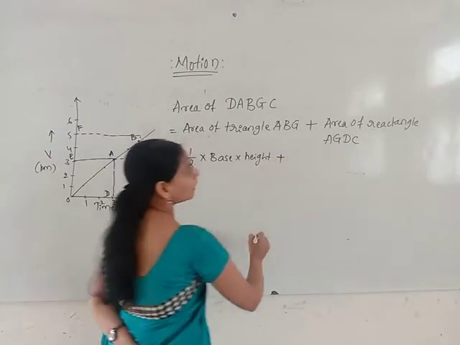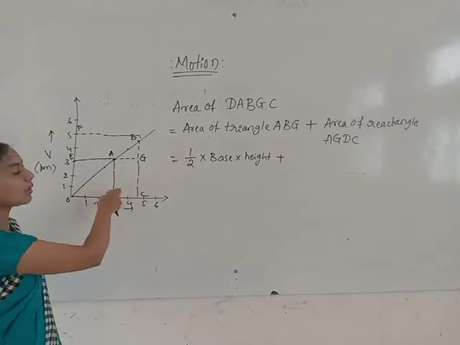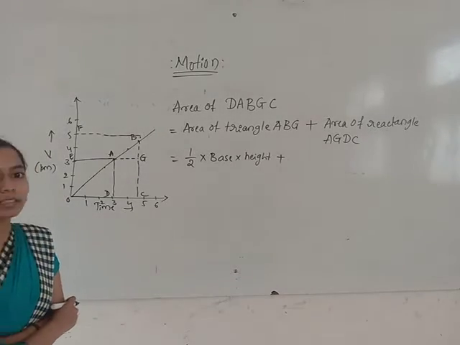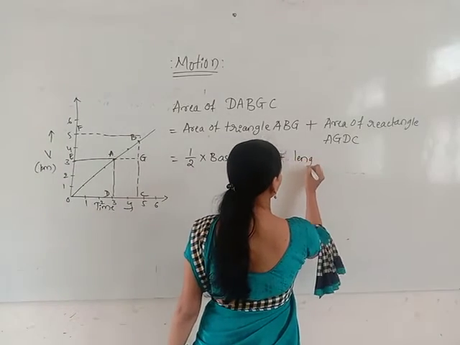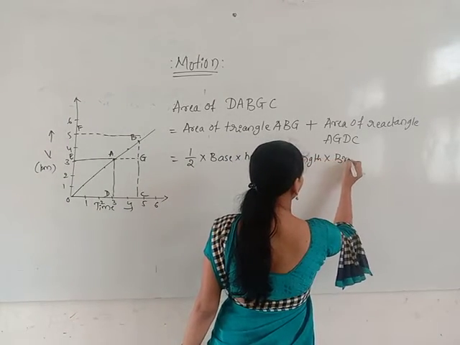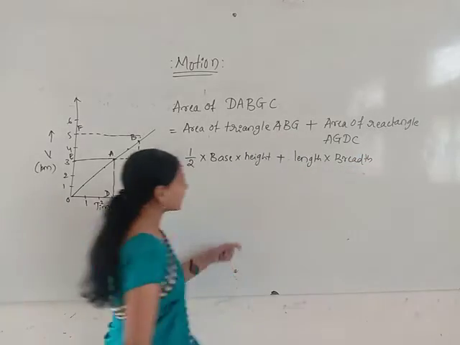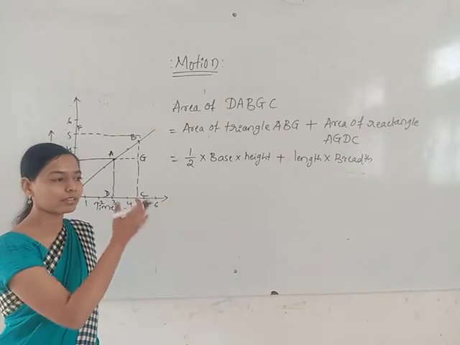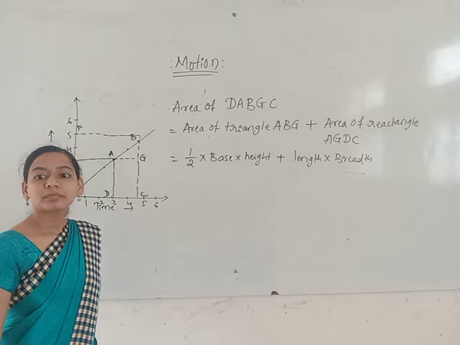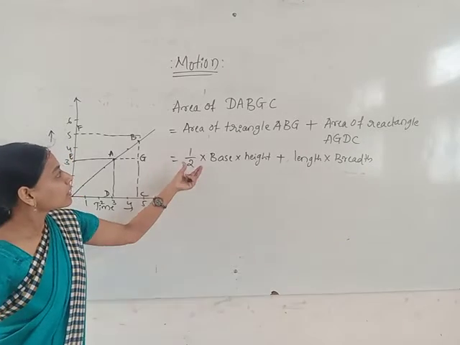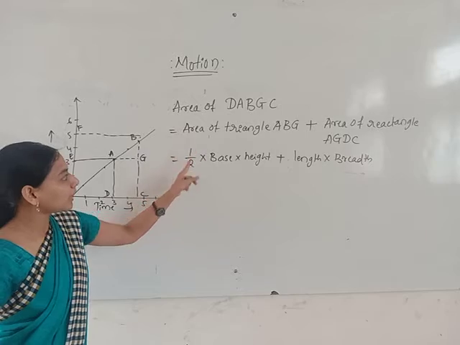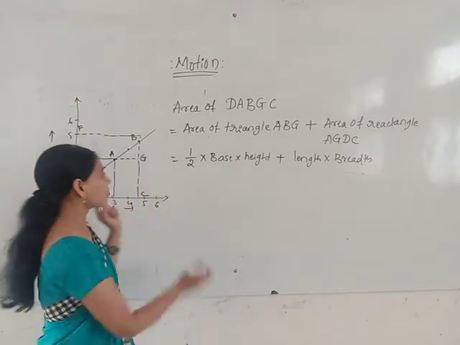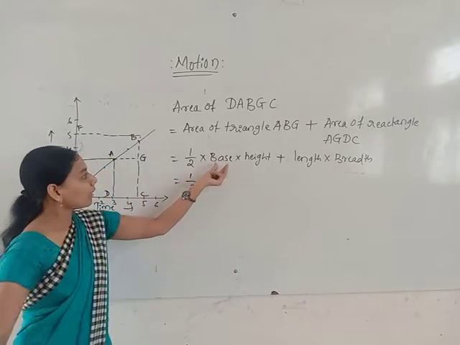Next, area of a rectangle: length into breadth, or we can say L into B. What is the area of a square? Okay, so the area of a triangle is 1/2 base into height, and the area of a rectangle is length into breadth. So here, 1/2, what is the base?